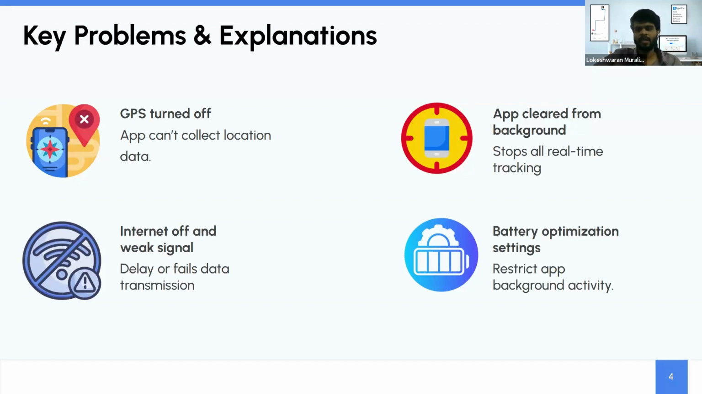The second one is the app being cleared from the background. When the app is cleared from the background, which is the recent tabs, it may stop collecting and updating data in real time, affecting task management and location tracking. To avoid this, users are advised to keep the Lystloc app logged in and running in the background.